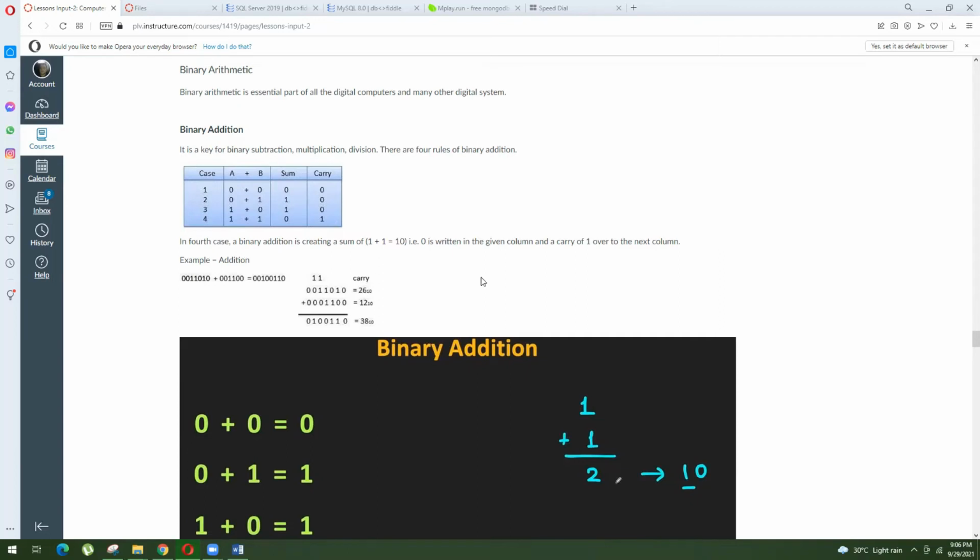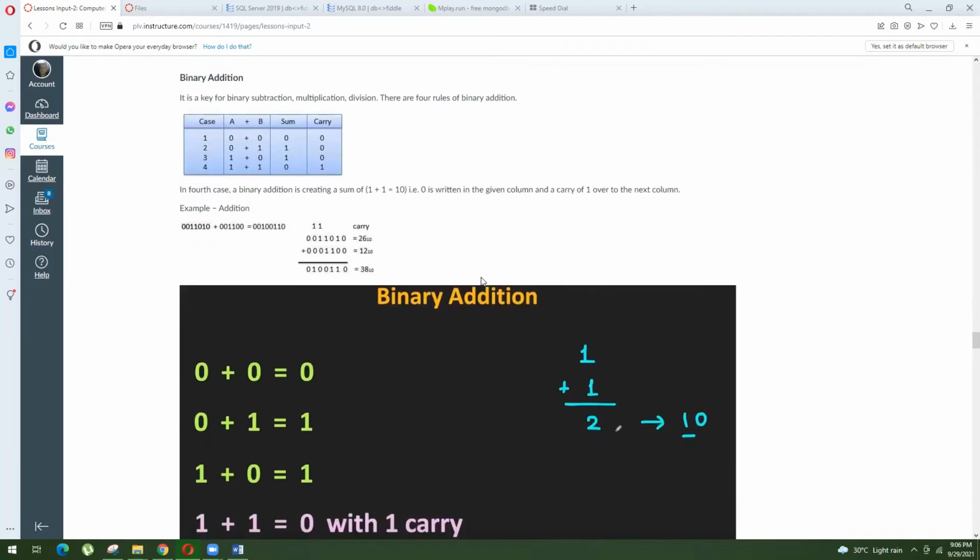next significant bit. Okay, so for example, in the fourth case, binary addition creates a sum of 1 plus 1 equals 10, i.e., 0 is written in the given column and we carry over 1 to the next column. For example, we are adding 0011010 and 001100. The answer will be 01001110.